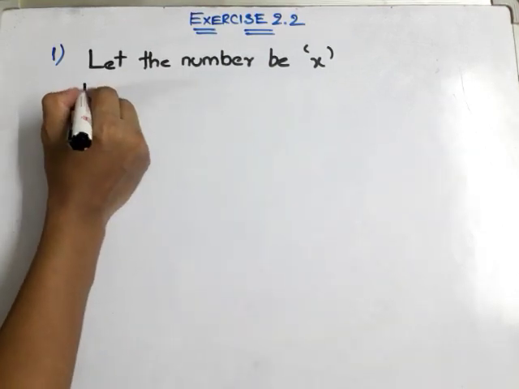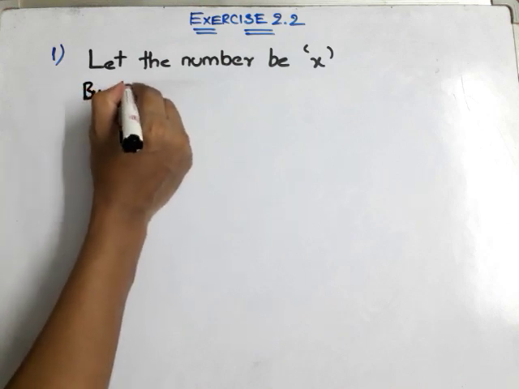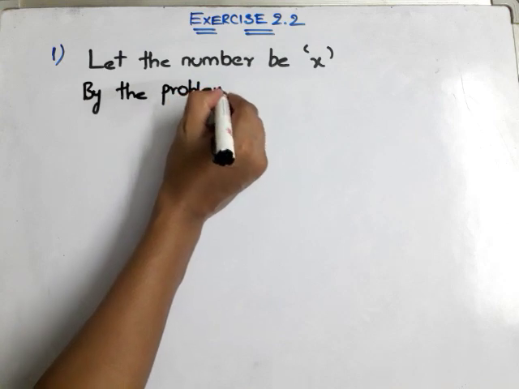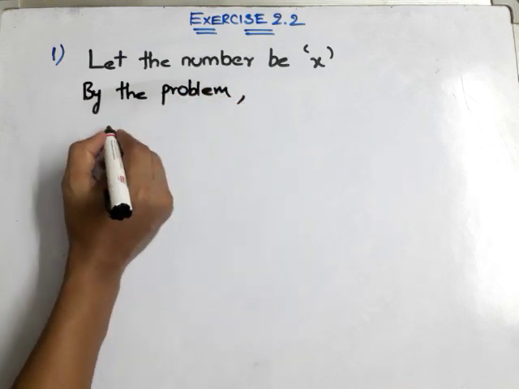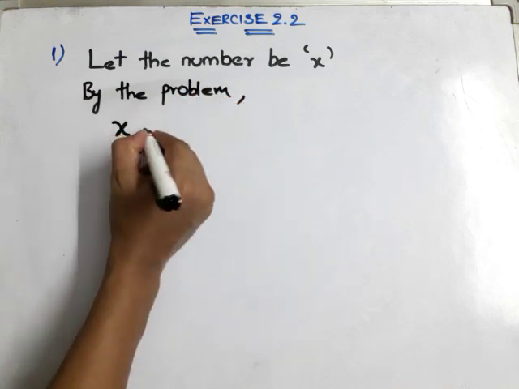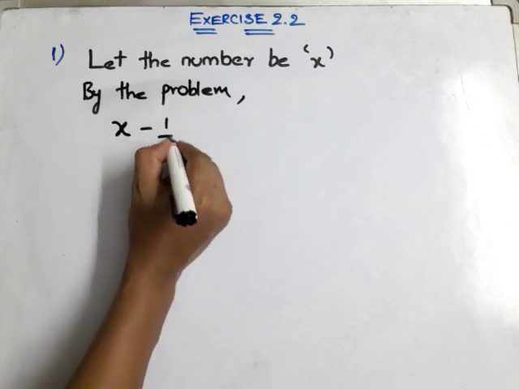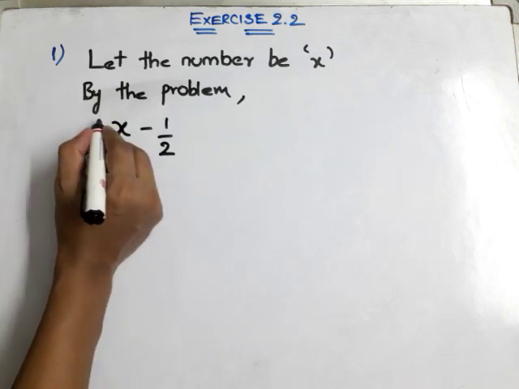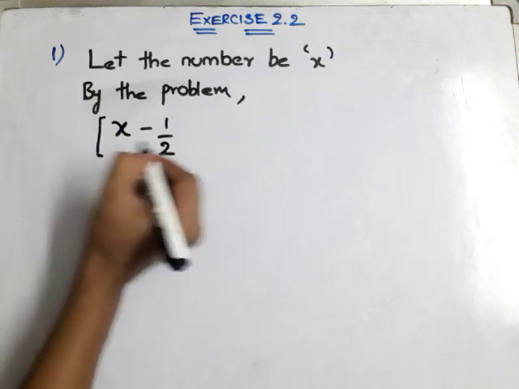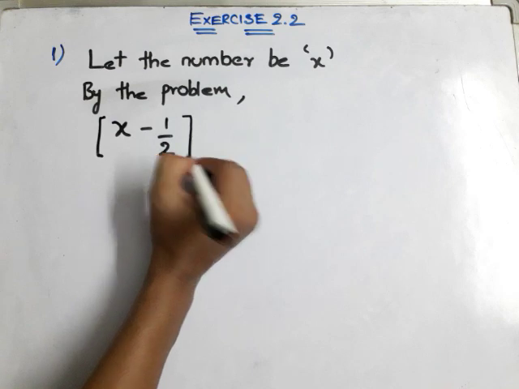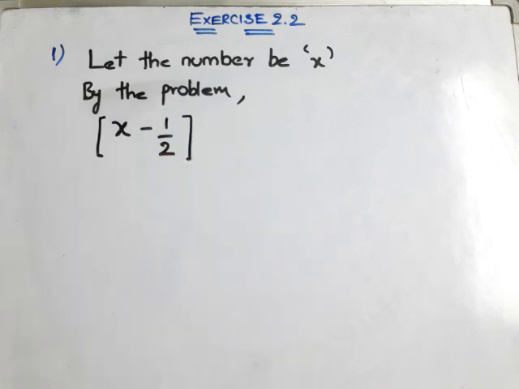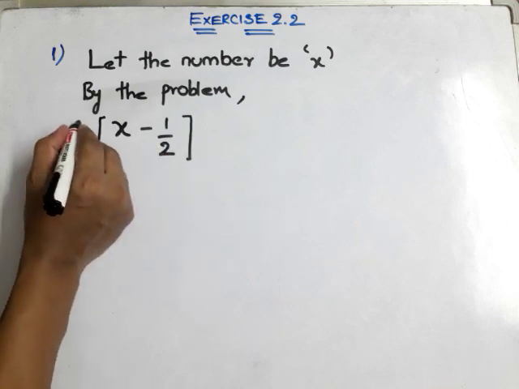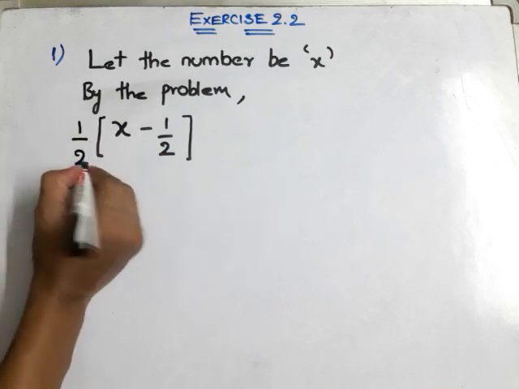So by the problem, what they told, we have to subtract half from that number and multiply the result by half. Multiplication, how will we represent? We will use brackets to represent the multiplication. So after subtracting half from that number, you have to multiply the same with half.